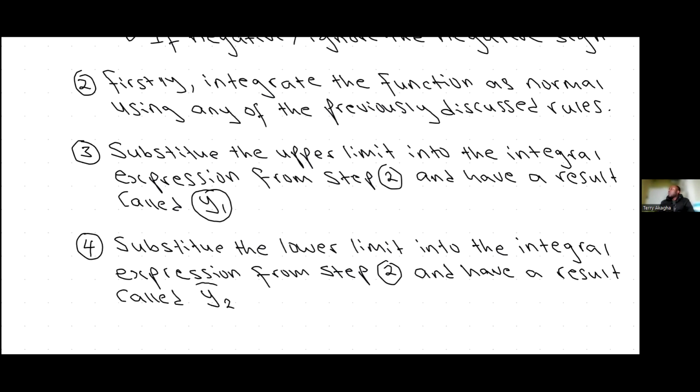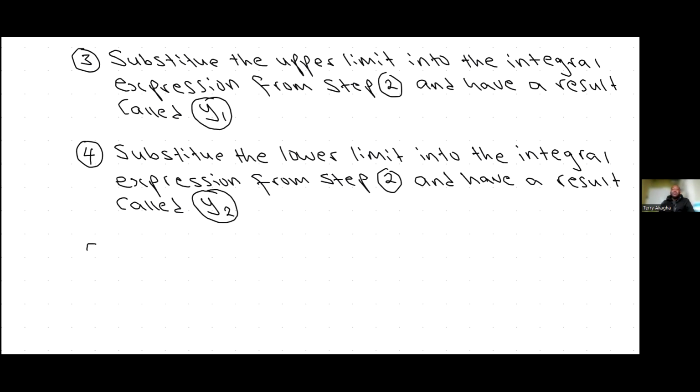Okay. Now, when we're done with that, number 5, you then subtract step 4 from step 3. That means y1 minus y2 to give an answer. So you then subtract step 4 from step 3 to give the area, all right?